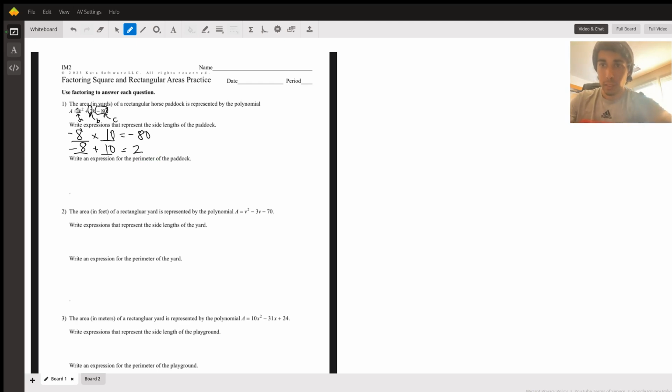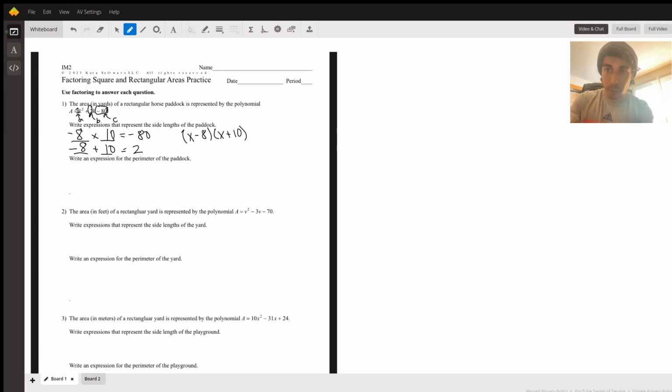Okay, so for our side lengths, we're just going to use those two numbers, x minus 8 and x plus 10. And that's all you've got to do. All right, so these ones are relatively straightforward. When a equals 1, the factoring is pretty easy. You just need the numbers that multiply to c and add to b.